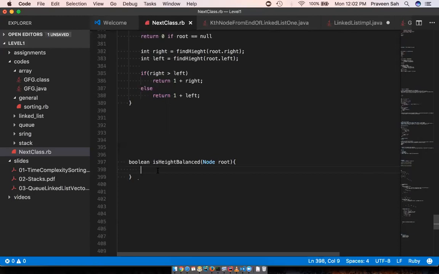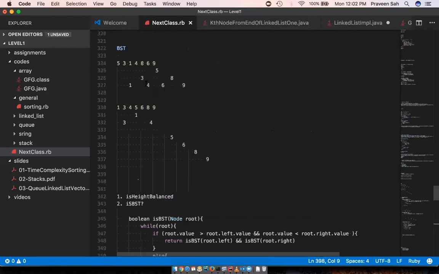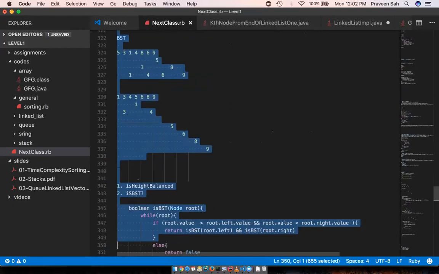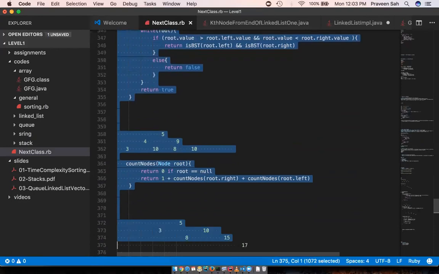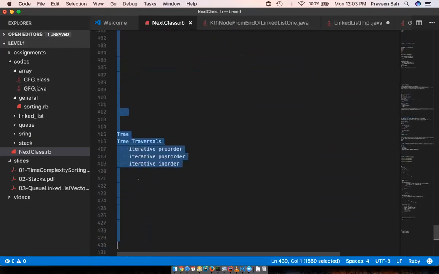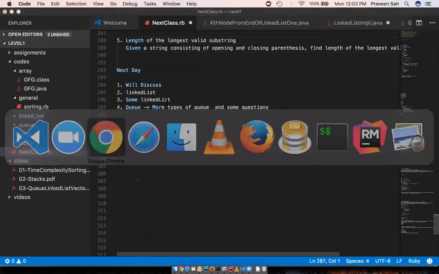Okay. So you have just 2 assignments, is BST and is height balanced. I'm copying all the content which we just discussed into the document for your reference. And then you have your 2 assignments. And plus one more assignment was reversal of linked list in groups of K. Okay, there are 3 assignments, not 2. Try to do as many as possible. And then we'll talk about tree traversals. Tree traversals is something we'll talk about in the next class.